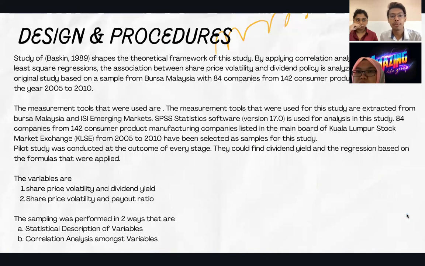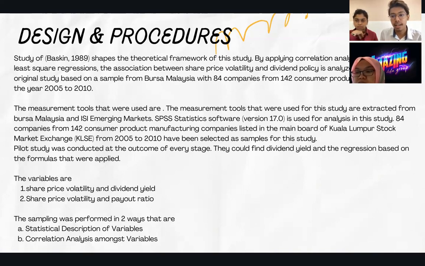Design and procedures. The study of Baskin 1989 shapes the theoretical framework of the study by applying correlation analysis and multiple least square regression. The association between share price volatility and dividend policy is analyzed. It was an original study based on a sample from Bursa Malaysia, with 84 companies from 142 consumer product companies, from 2005 to 2010.